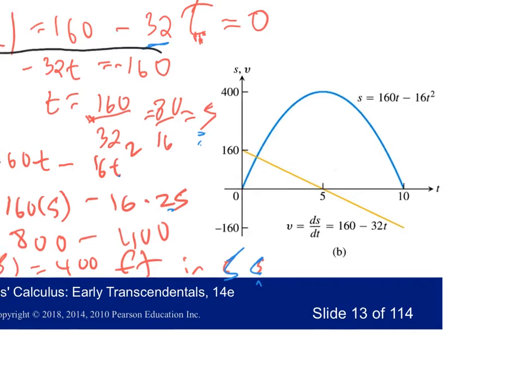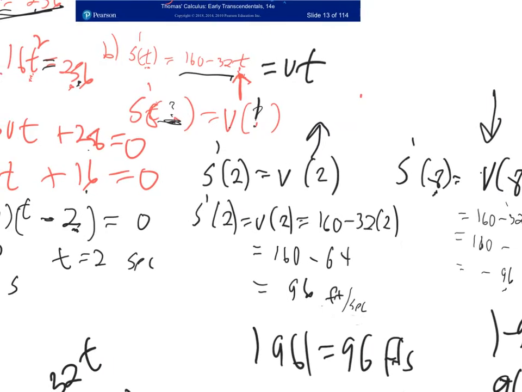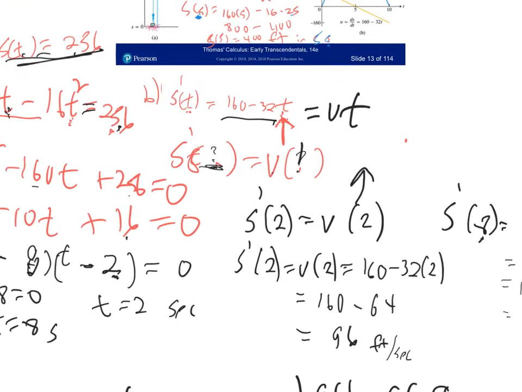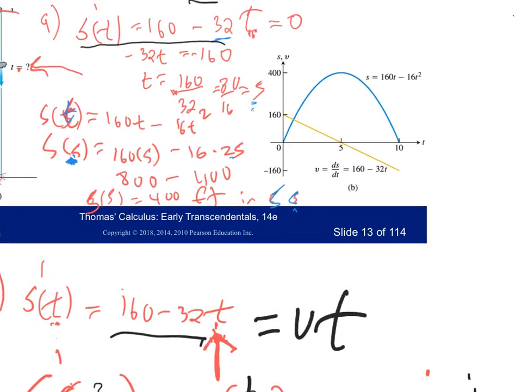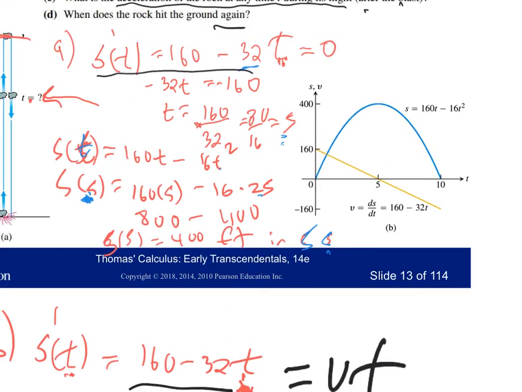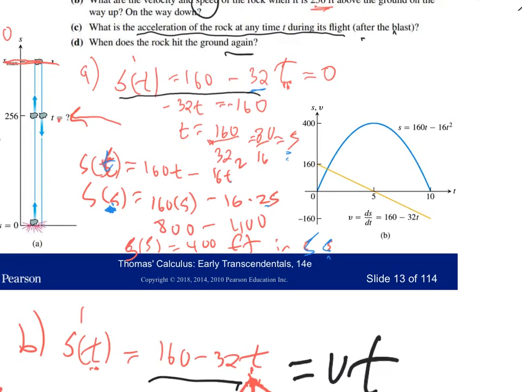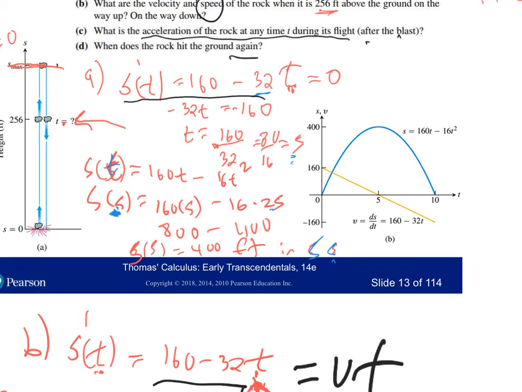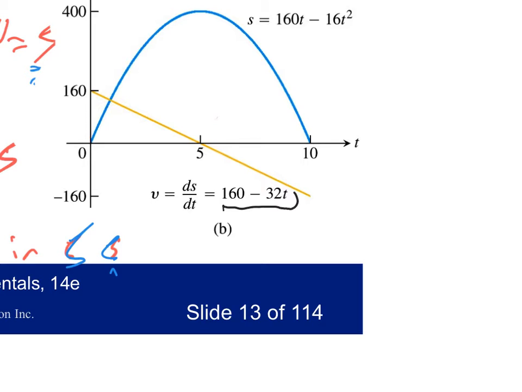What letter was asking for velocity? It was in B, right? We had it somewhere. The original velocity. I don't see it. The equation of s prime. Oh, it's right here. 160 minus 32t. So, there it is, 160 minus 32t. Why did I not see that a minute ago?